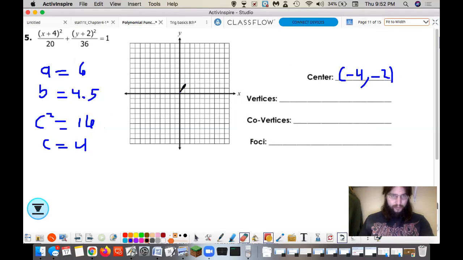Plot that thing. I think we just got smaller here. Yep. So from there, my major axis is y this time. So I'm going to go 6 up. Go 6 down. While I'm here, I might as well go 4 up and down. Because that's my foci, you know. And then 4.5-ish. 1, 2, 3, 4.5-ish on the horizontal.